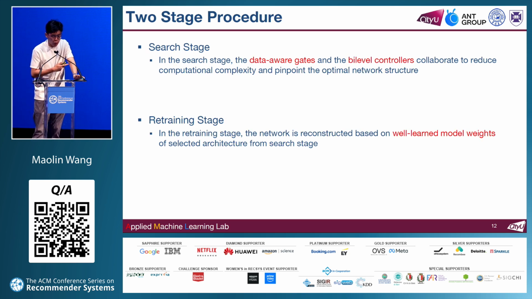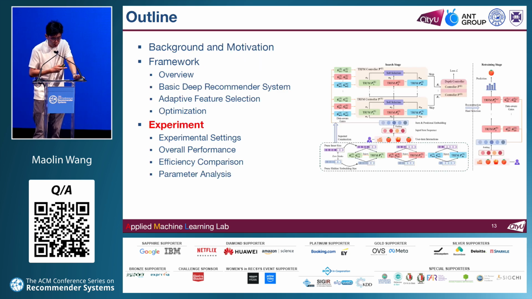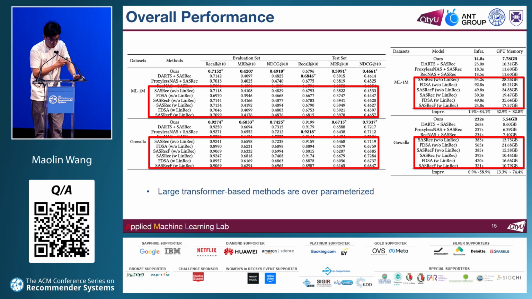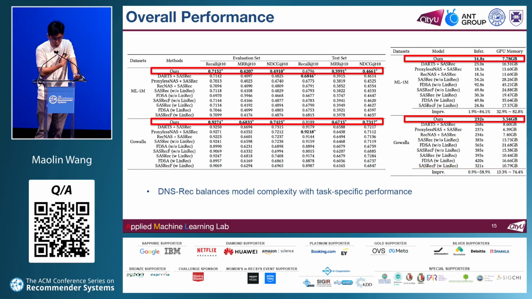Then we talk about our 2-stage process. In the first stage, we use the data-aware gates and bi-level controllers to reduce the computational complexity. And in the retraining stage, the network is reconstructed based on well-learned model weights. Then we talk about our experiments. So this is our experiment setting, and I want to highlight this. Our method balances model complexity with task-specific performance.